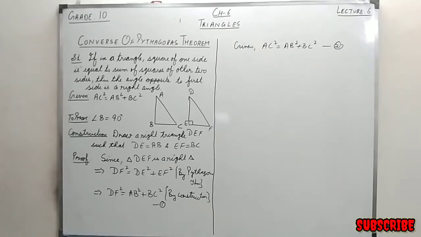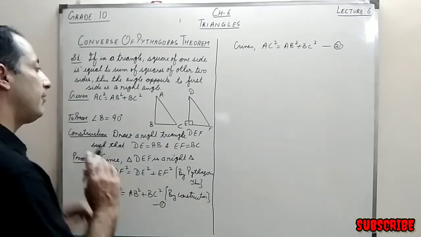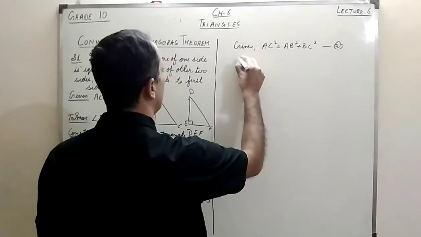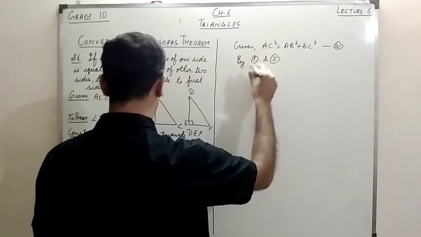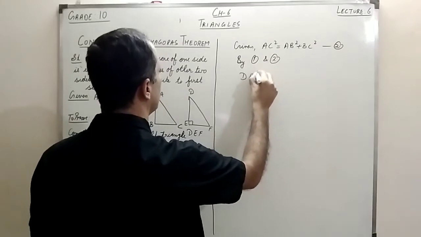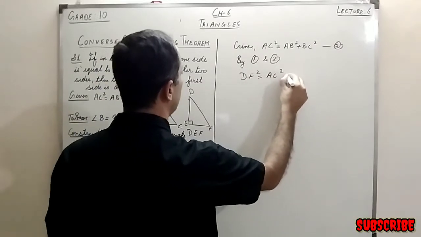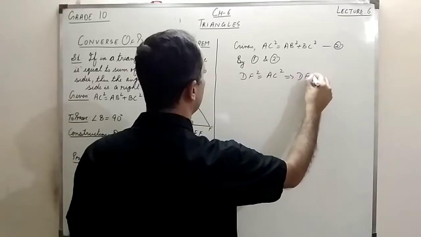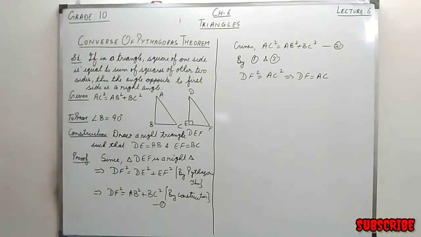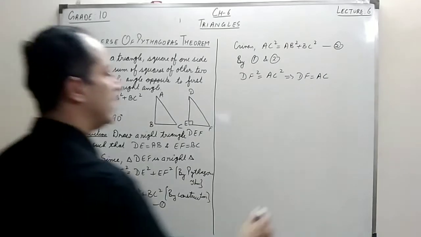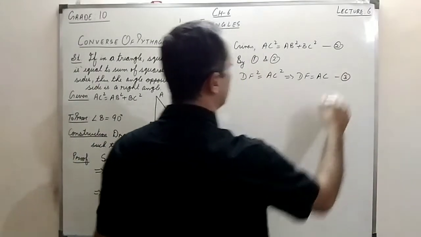Now if you see the first and second, what is there? The right side of both 1 and 2 are same, but the LHS is not same. So if right side is same, so left side will also be same. So I can write by 1 and 2, I can write DF square is equal to AC square. This means DF is equal to AC. Right? I put this thing as number 3.